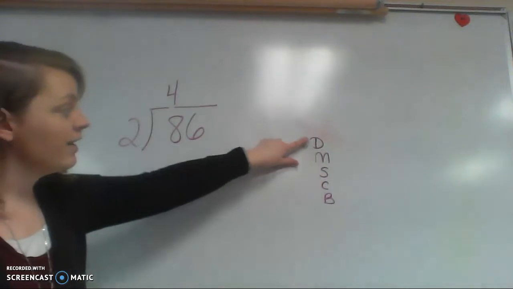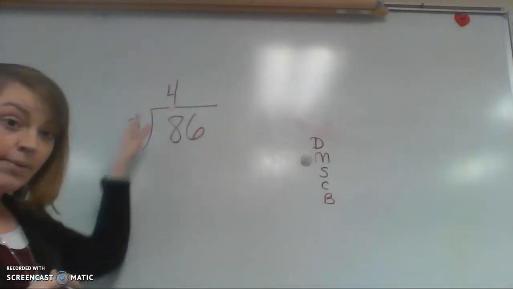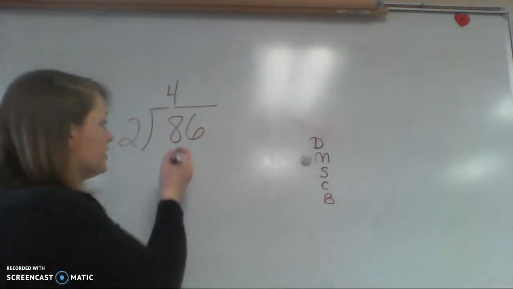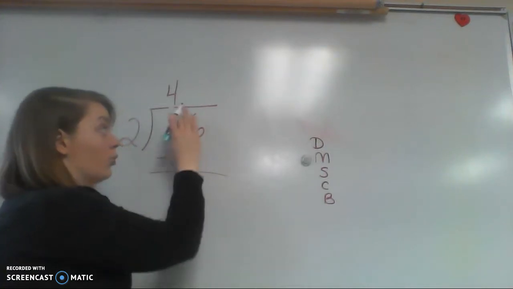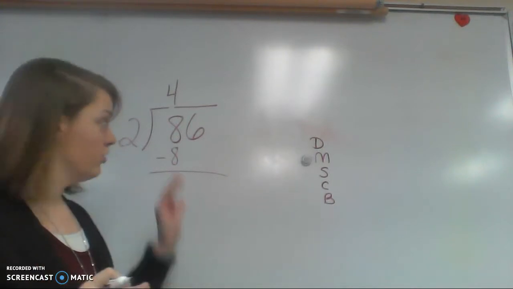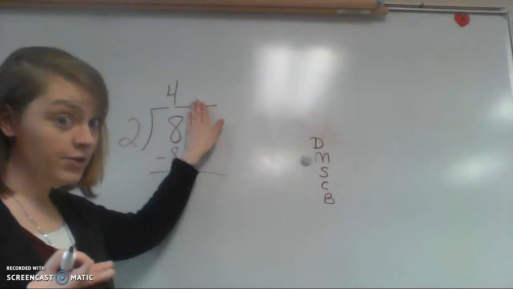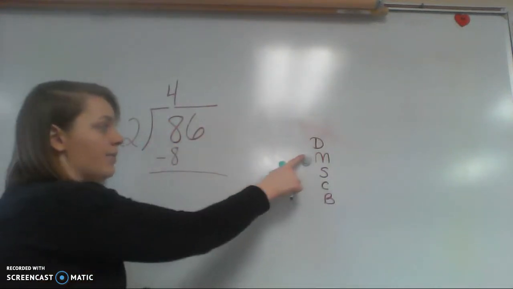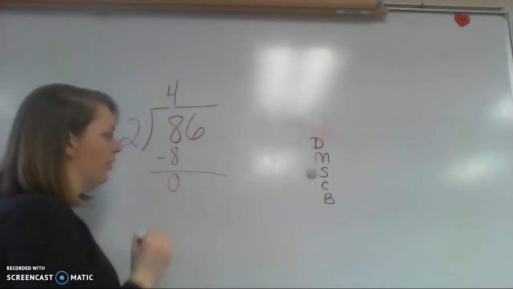Now my next step then is to multiply. I always multiply what's on the top by what's on the outside of the house. So 4 times 2 is 8. Once again, line it up. We're almost totally ignoring that 6. We haven't even touched it yet. So if you want to, take a Post-it note, cover it up. We're not using that right now. We're just lining everything up with this 8. Okay, my next step is to subtract. 8 minus 8 is 0.